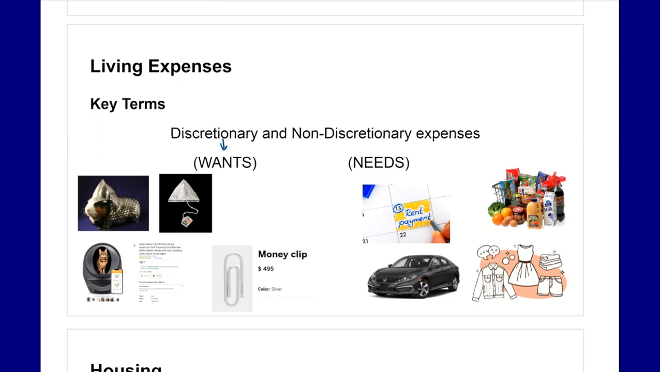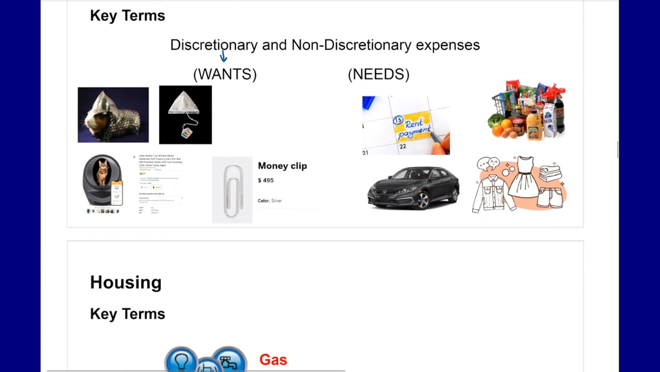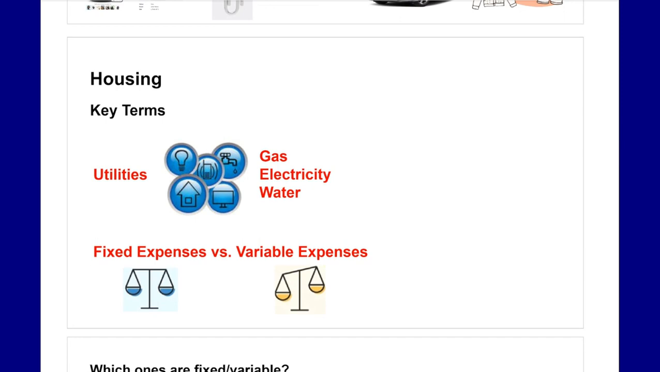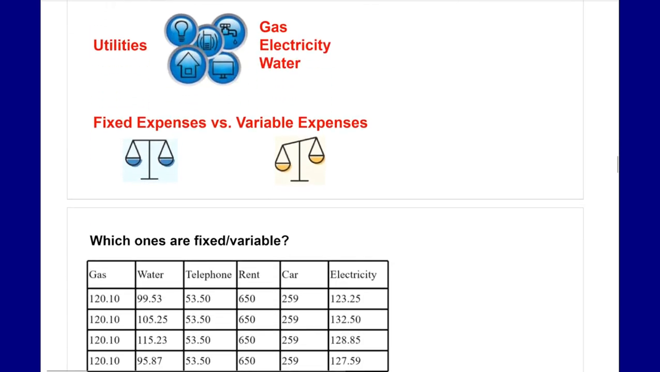But overall, you do need clothing. You do need food. You probably need transportation of some sort. You do need housing. When looking at housing specifically, we might have what we call fixed and variable expenses, or utilities. Gas, electricity, water. So utilities usually refers to that. And some of those things might fall under fixed or variable. And if we're not sure what that means, we're going to take a look.